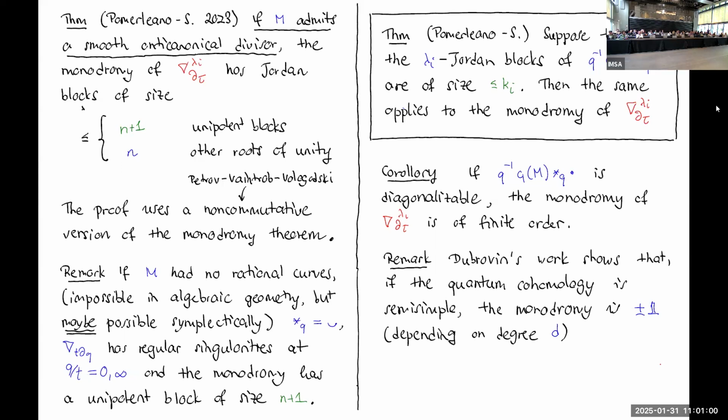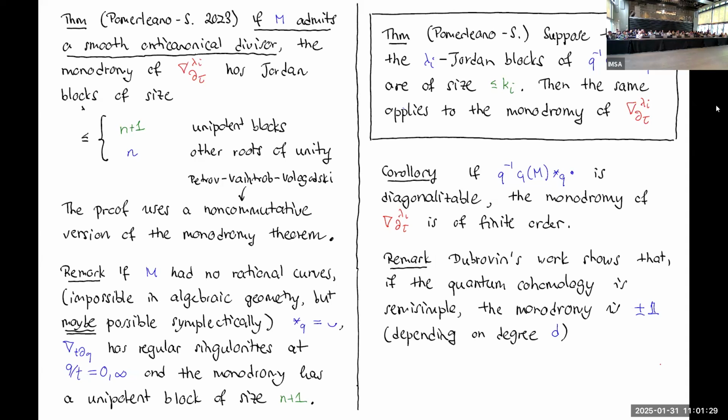This is the only theorem there. There's an additional assumption here, which is unfortunately essential for this argument: the algebraic geometry should admit a smooth anticanonical divisor. Anyway, I don't want to discuss it too much, but this is the only theorem in this talk that is not elementary in any way, because the proof is based on the Petrov-Vaintrob-Vologodsky non-commutative version of the monodromy theorem in a somewhat complicated way.